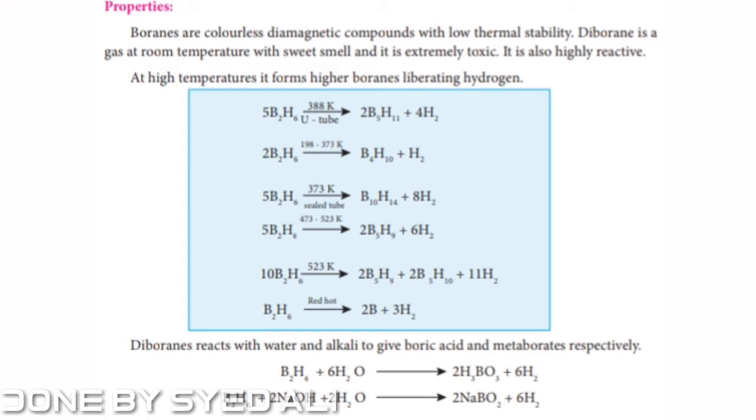Properties: boranes are colorless diamagnetic compounds with low thermal stability. Diborane is a gas at room temperature with a sweet smell, and it is extremely toxic. It is also highly reactive. At high temperatures, it forms higher boranes, liberating hydrogen. Diborane reacts with water and alkali to give boric acid and metaborates respectively.